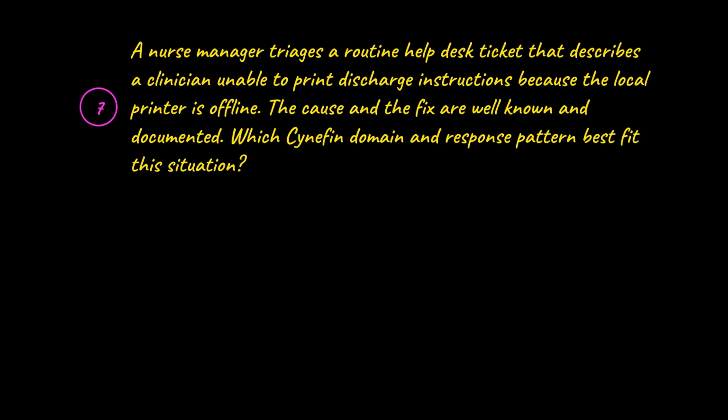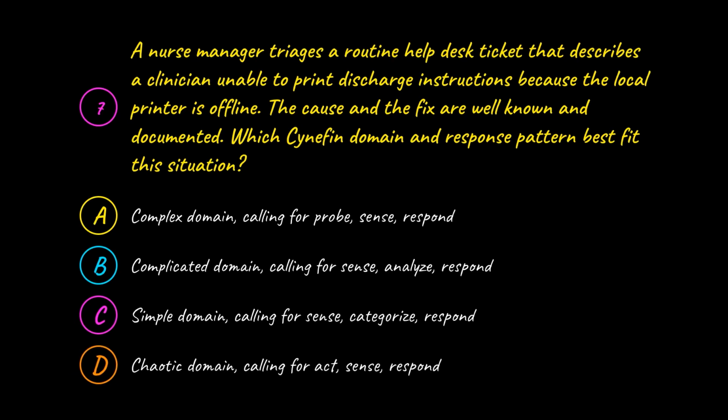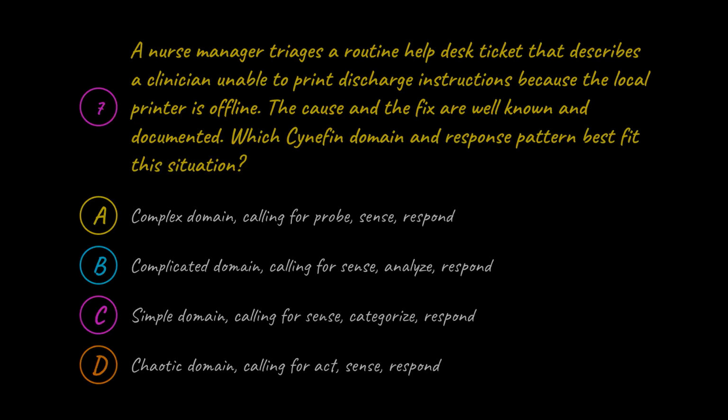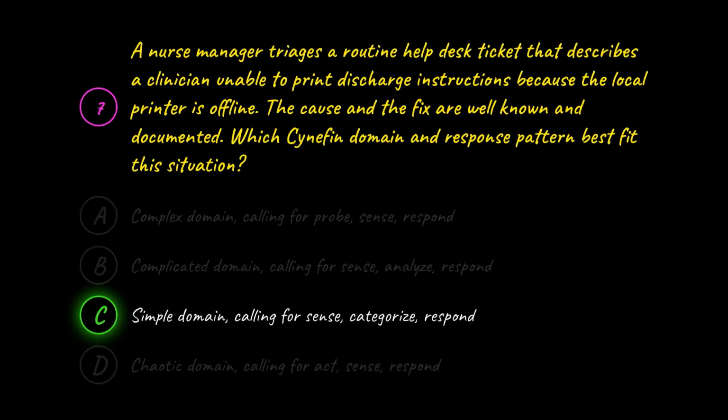Your options are A. Complex domain, calling for probe, sense, respond. B. Complicated domain, calling for sense, analyze, respond. C. Simple domain, calling for sense, categorize, respond. D. Chaotic domain, calling for act, sense, respond. Don't overthink it. Which one feels right? The correct answer is C. Simple domain, calling for sense, categorize, respond.